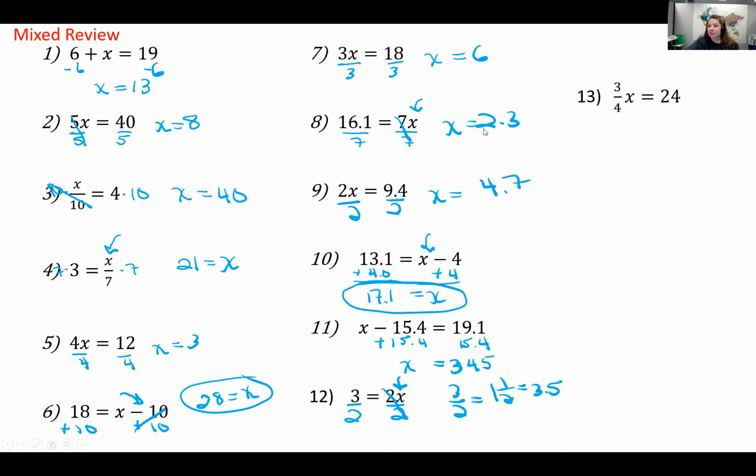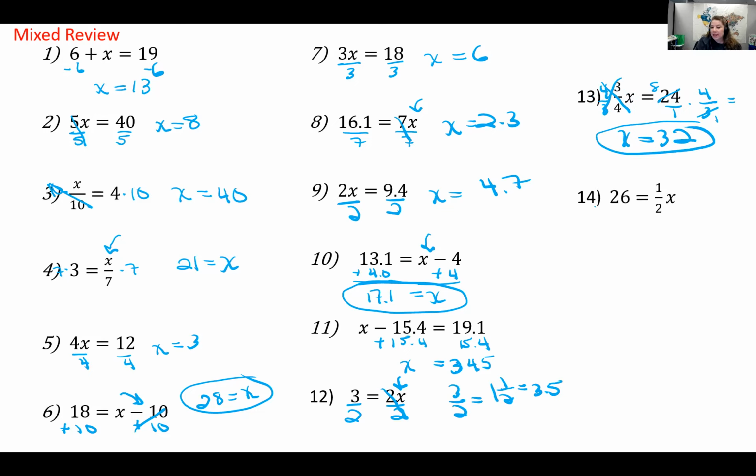Number 13, since x is being multiplied by a fraction, we're going to multiply by the reciprocal. So the reciprocal of 3/4 is 4/3. So these cancel. I can divide 24 and 3 by 3. 24 divided by 3 is 8. So basically I have 8 times 4 and my answer is 32.